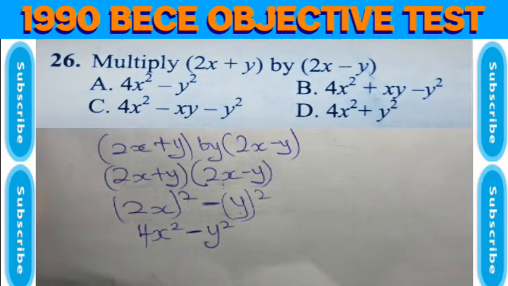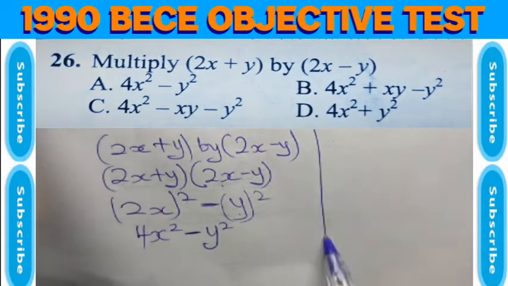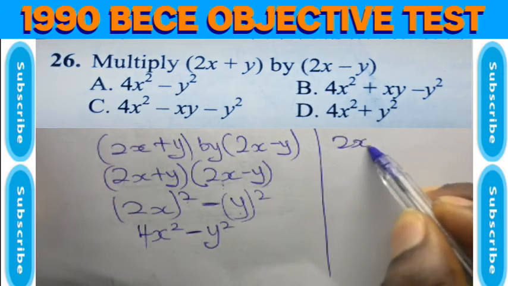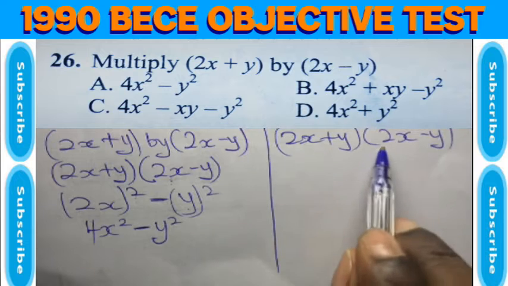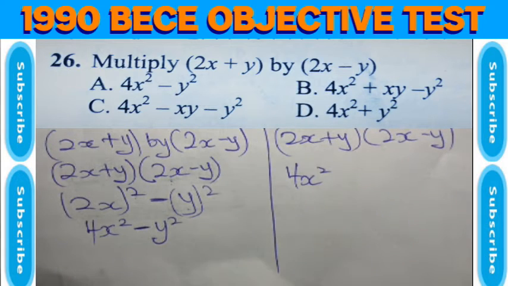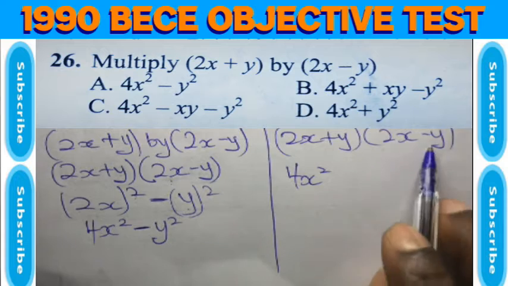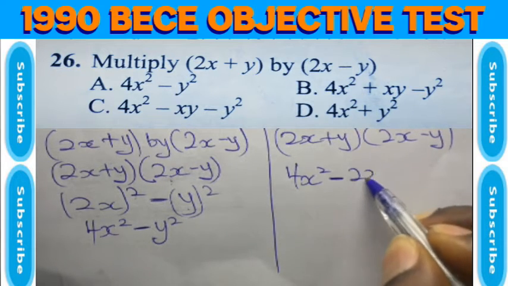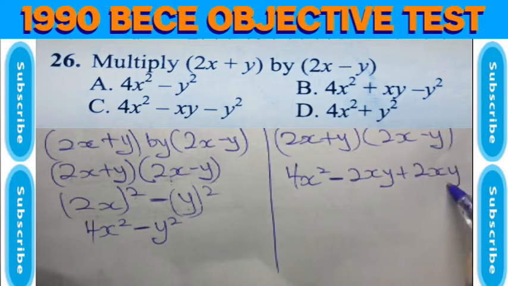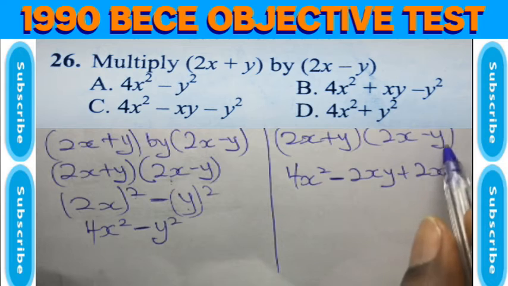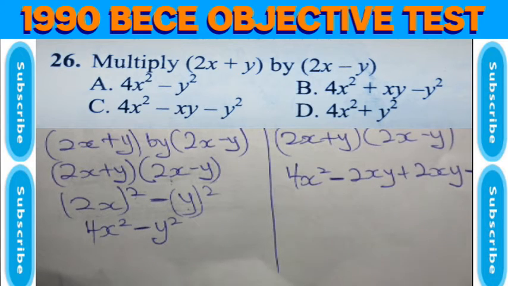Anyway, there is a second method to solving this. You can go ahead and take each of the expressions to multiply the other expression in the bracket. That will also give you the same answer. Let's give it a try. So we take 2x plus y, then we have 2x minus y. So 2x multiplies 2x, we have 4x squared. 2x multiplies minus y, then we have minus 2xy. y multiplies 2x, we have plus 2xy. And then y multiplies minus y, you have minus y squared.